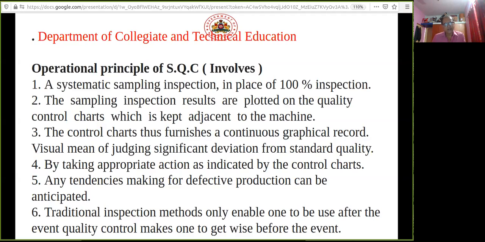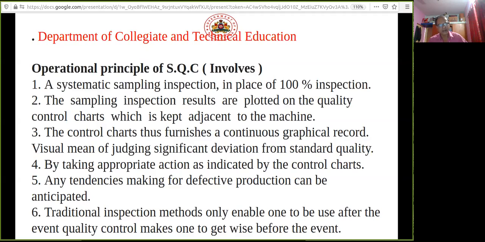The fifth point says that any tendencies making for defective production can be anticipated. When the process is under control, we are not going to get any defective products, so we can prevent the formation of defective products. The traditional inspection method only enables one to act after the event, whereas quality control makes one get wise before the event.